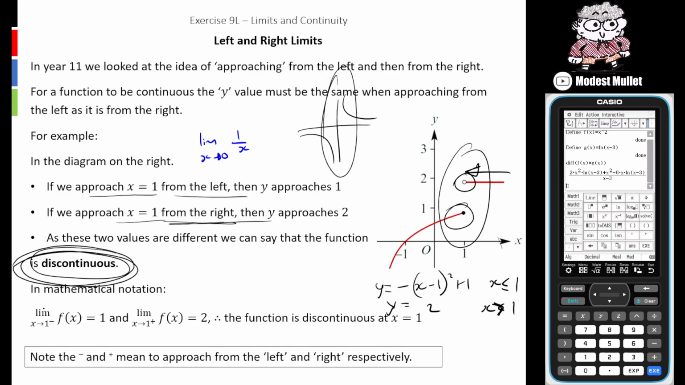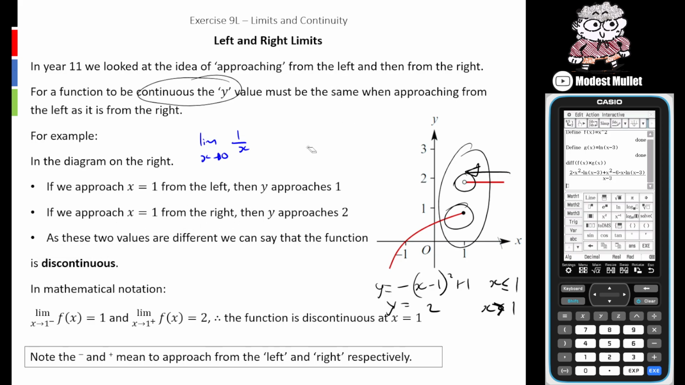Or not continuous. So for a function to be defined as continuous, if we pick any x value, the limit must be the same when we approach from the left and when we approach from the right. And if that's not the case, then technically that function is not continuous, and this will become important in the next exercise when we look at when a function is differentiable, when it is and when it isn't.